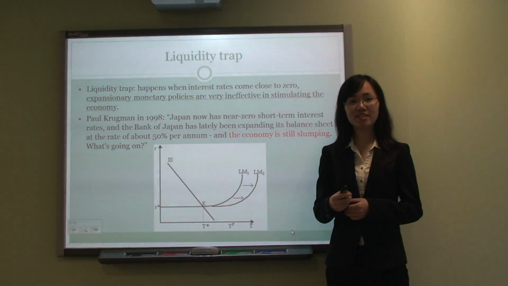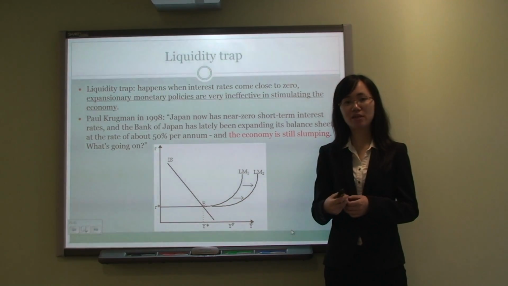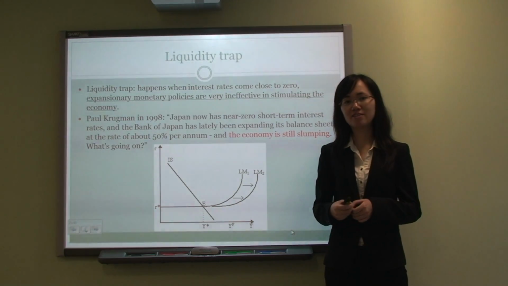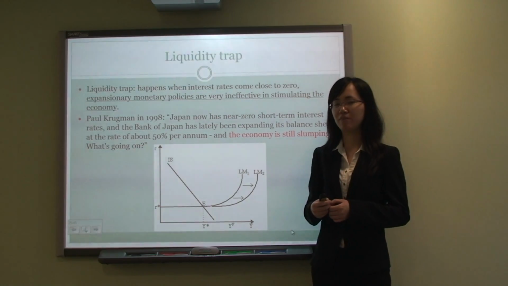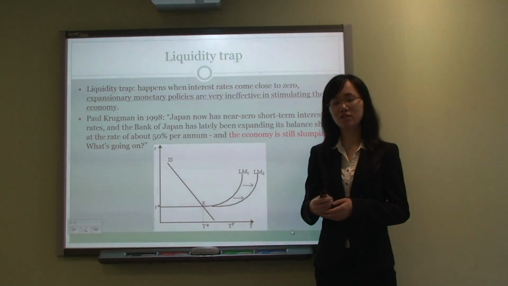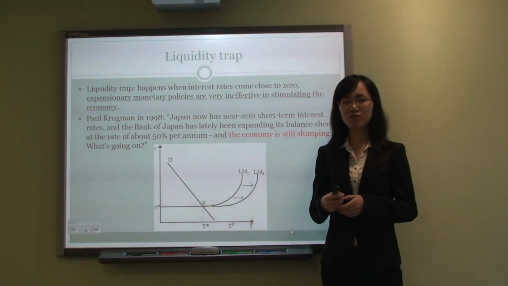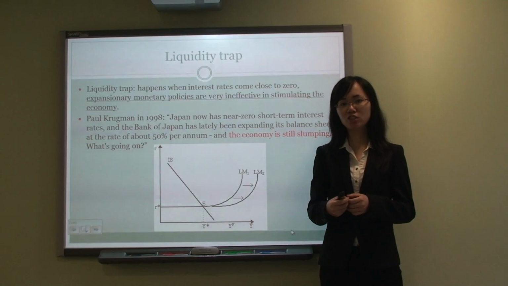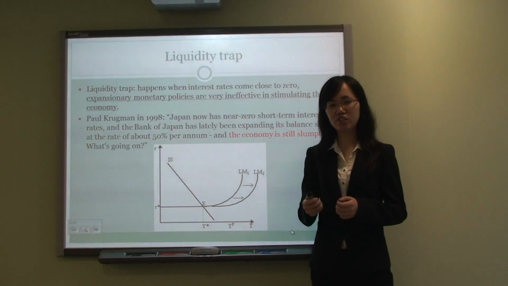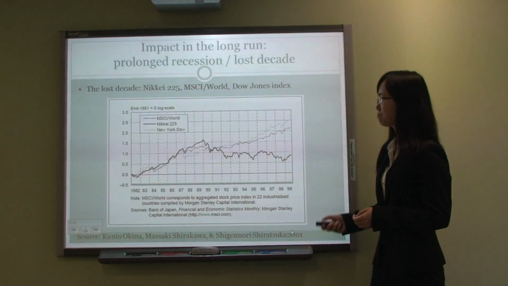However, when the Japanese government and central bank brought in expansionary monetary and fiscal policies to stimulate the economy, it seems that these policies did not work very effectively. And Paul Krugman stated that Japan's economy was actually in a liquidity trap, in which the nominal interest rate is almost zero, and therefore expansionary monetary policies are no longer effective in stimulating the output of the economy.